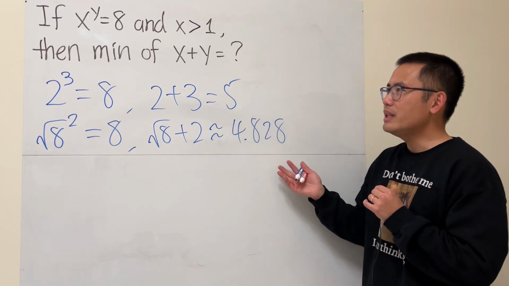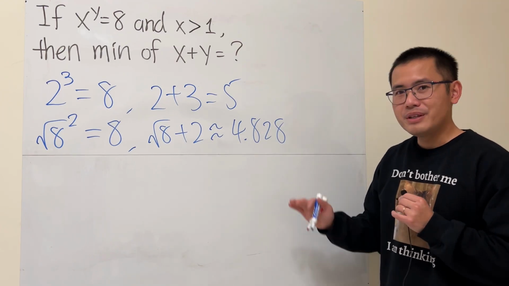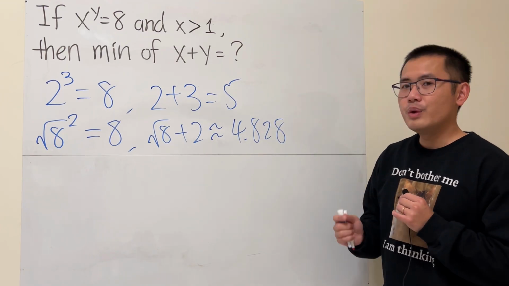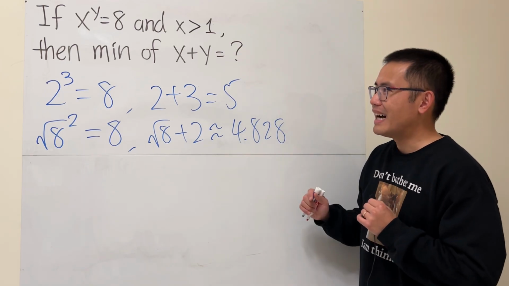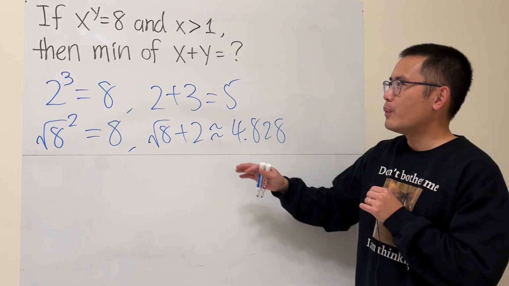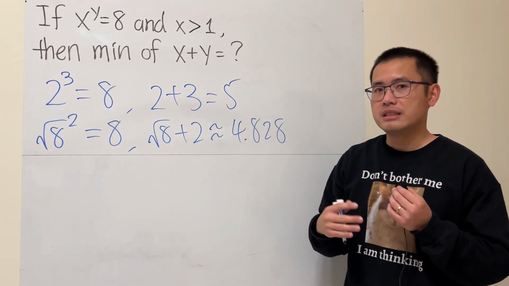No, because what if x is another irrational number? So in fact, in order to solve this question, we will have to use the Lambert W function. But before I go over that, let me just tell you guys why we are looking for the minimum. Because you can make this expression as big as you want.